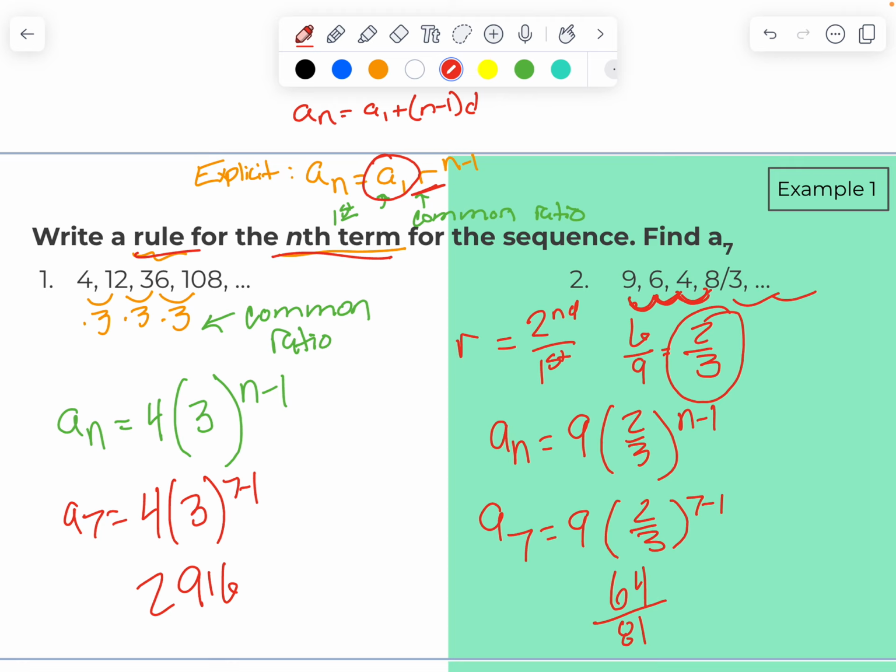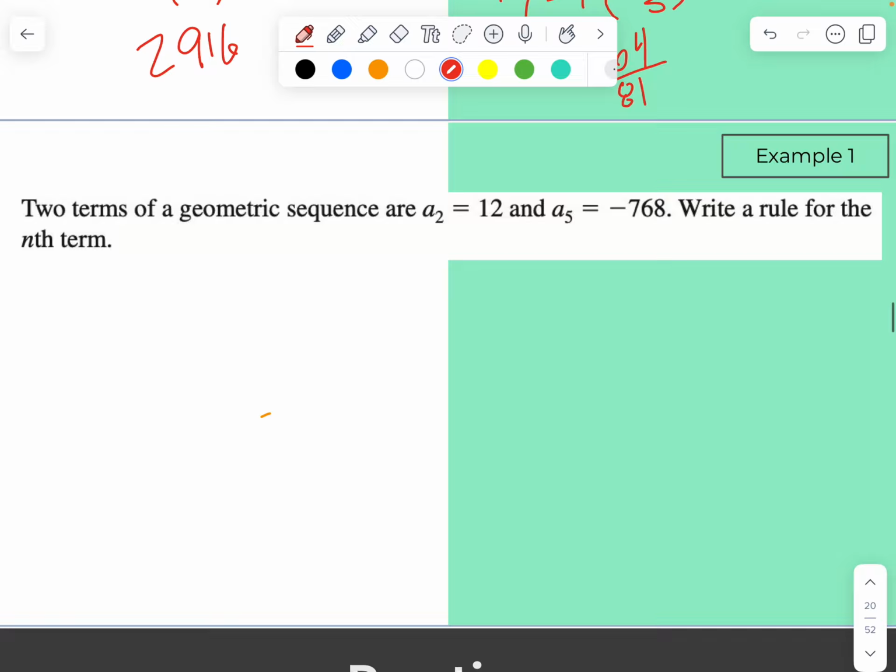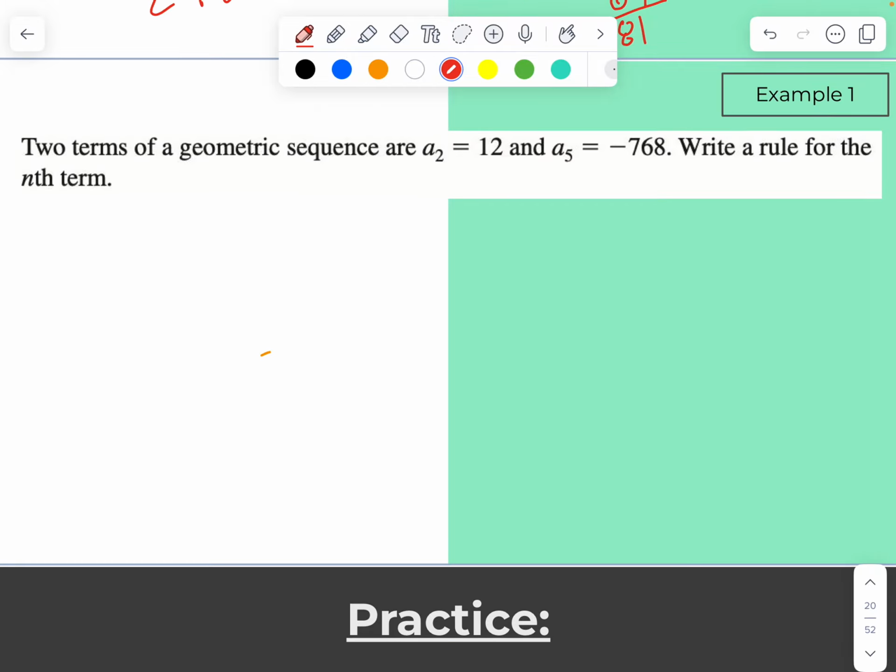So this is how we write a rule for the nth term if we're given a sequence. We're given the pattern of numbers. Now, they're also going to ask you to write an explicit rule when you are given the 2nd term and the 5th, or given 2 just random spots in our pattern. This is a little trickier, but it's not too bad.